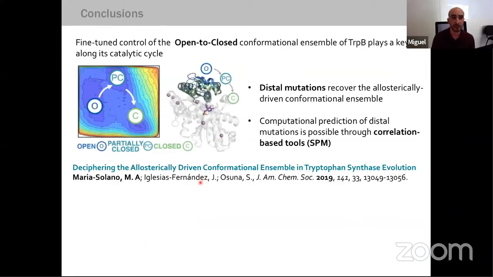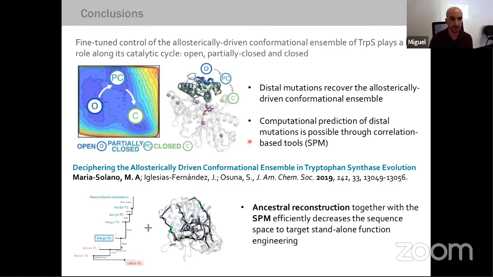Finally, the conclusion is that fine-tuned control of the open to closed conformational ensemble of TRPV plays a key role along its catalytic cycle. The distal mutations can recover the allosterically driven conformational ensemble. Computational prediction of distal mutations is possible through correlation-based tools like the SPM shortest path map. And this is data that is already published, and you can have a look if you want.